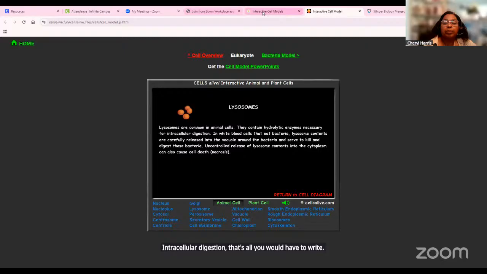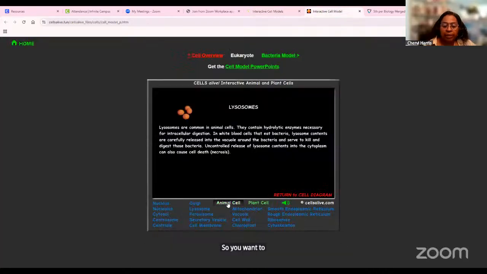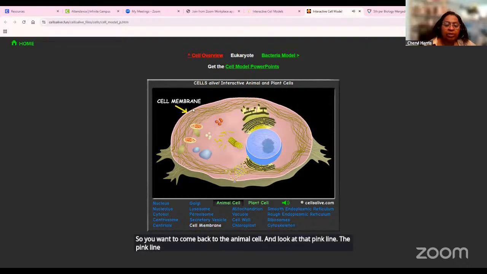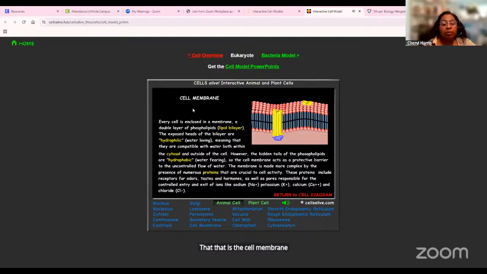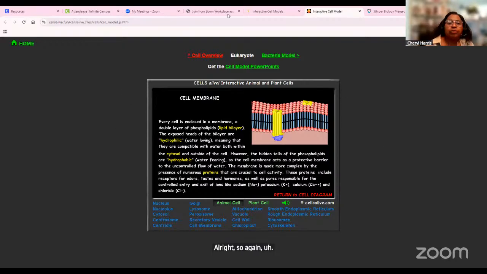Then the second one, number 2, is the pink line going around the outside. So you want to come back to the animal cell and look at that pink line. The pink line is telling you that that is the cell membrane. We know that this is the boundary for the cell, but also mention that it has a double layer of phospholipids. That's important. Okay. All right.